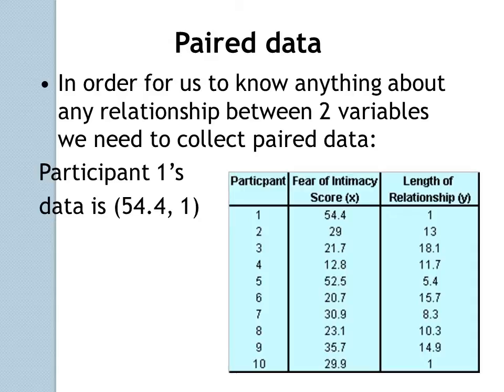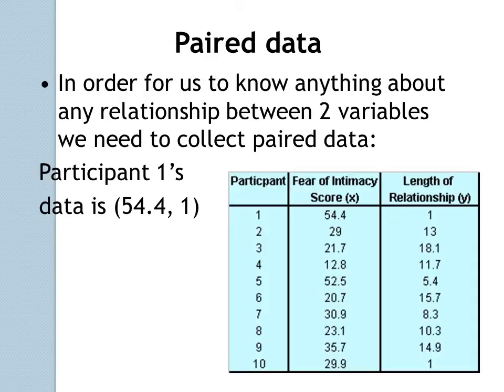But for the second participant, the fear of intimacy score is 29, and the length of their relationship is 13 years. And for the third participant, it's 21.7, and the length of their relationship is 18.1. It would make very little sense to pair the first person, who's only been in a relationship for 1 year, to pair the length of their relationship with the fear of intimacy score of participant 3. It has to be paired with the same person.